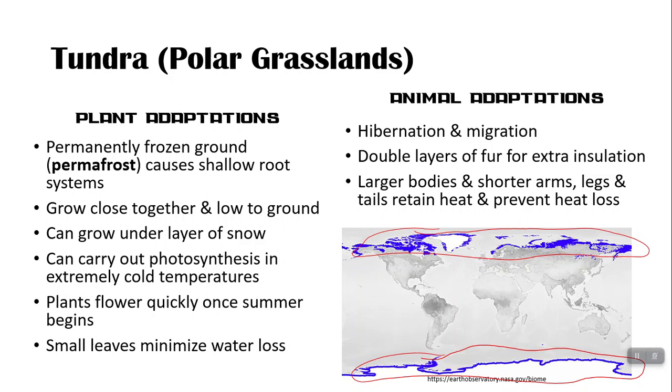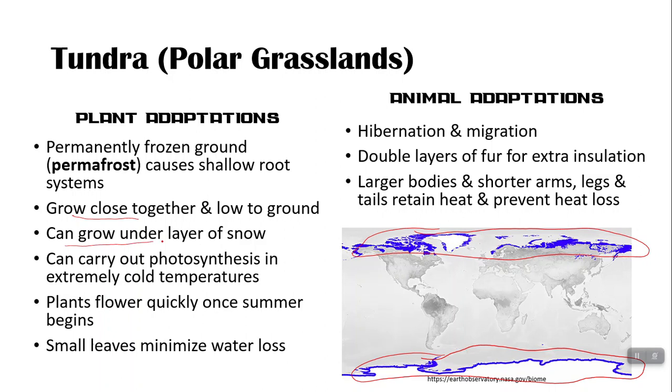called permafrost. And that permafrost is ice-filled, too frozen to be able to dig into, even for plant roots. So a lot of the plants there will have shallow roots. Because of this permafrost layer and also because of the low precipitation, you're not really going to have trees growing here. Notice it's north of the taiga. Plants may grow close together and low to the ground. They're actually huddling together to basically preserve warmth.